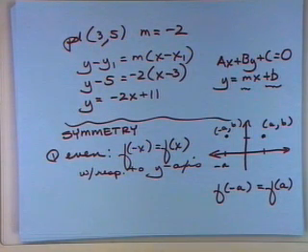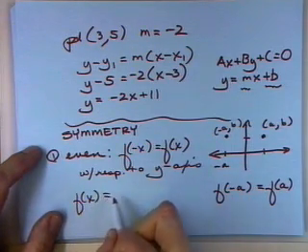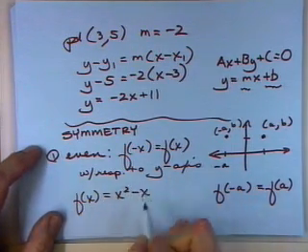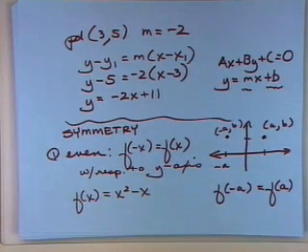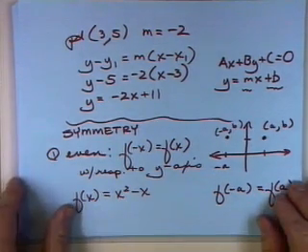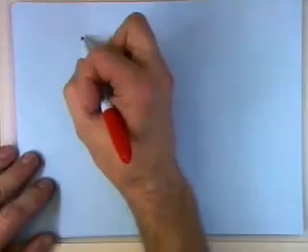So you're handed a function. Let's say y equals, or f of x equals x squared minus x. Is that even? Yes, part of it's even. Is the whole thing even? No.